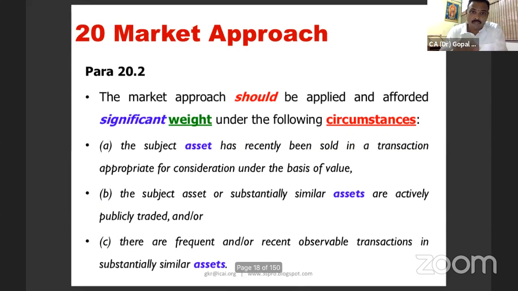So the market approach should be applied and afforded significant weight under the following circumstances. The subject asset has recently been sold in a transaction. I cannot take a transaction done 10 years, 12 years or 20 years ago. The subject asset or substantially similar assets are actively publicly traded. And there are frequent recent observable transactions in substantially similar assets. So this is a very, very important para.